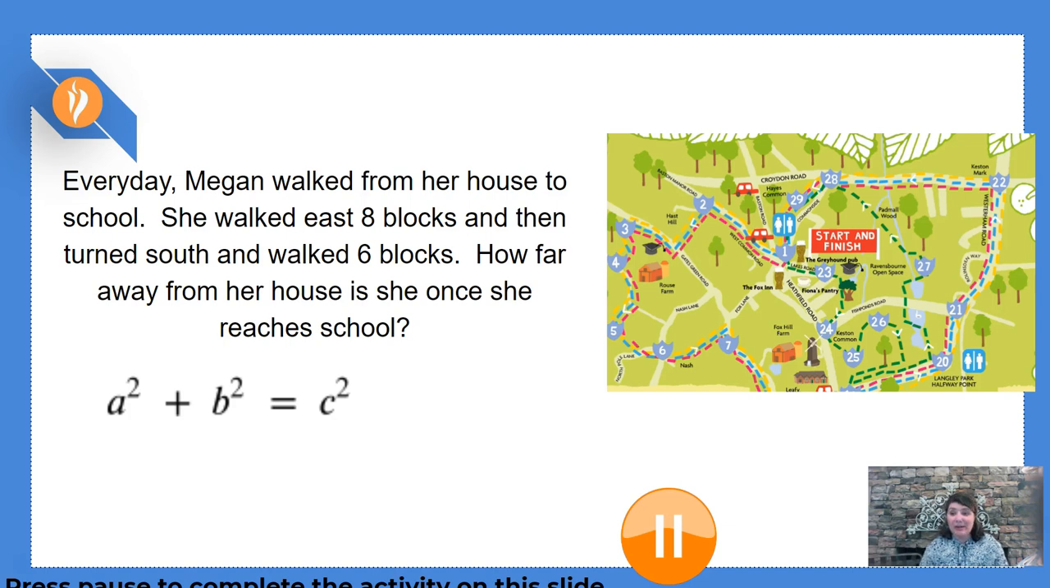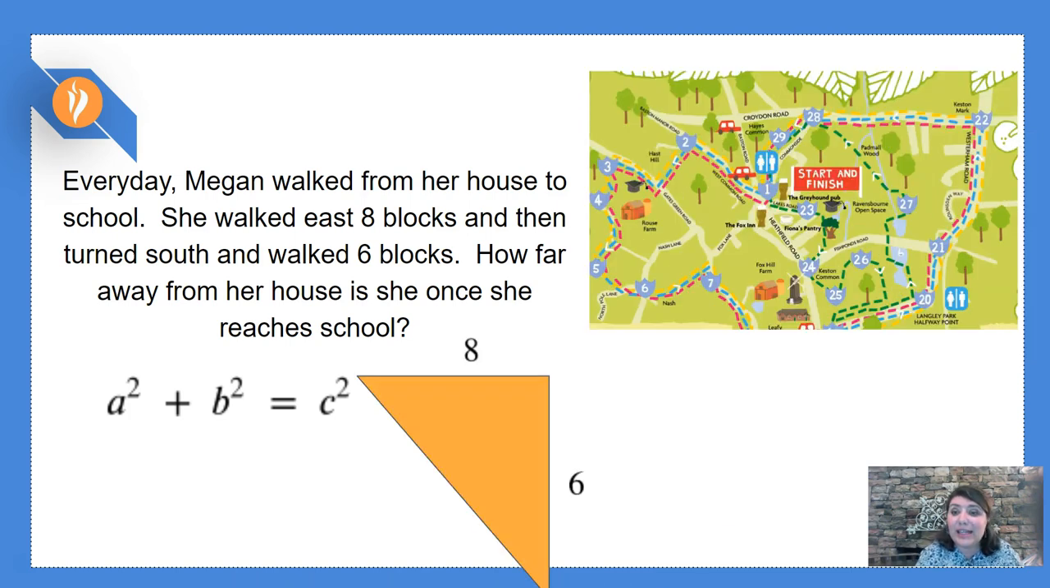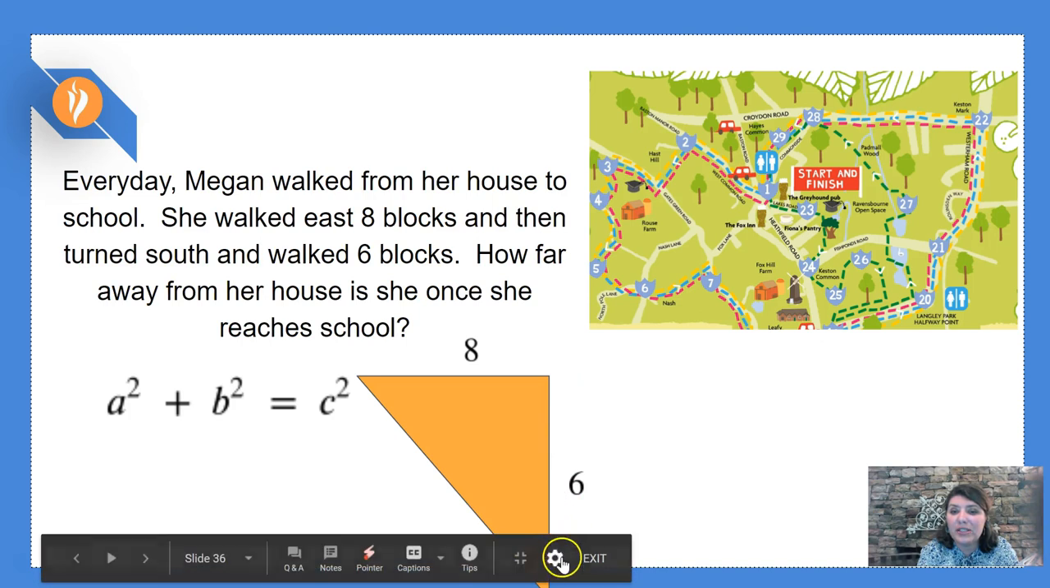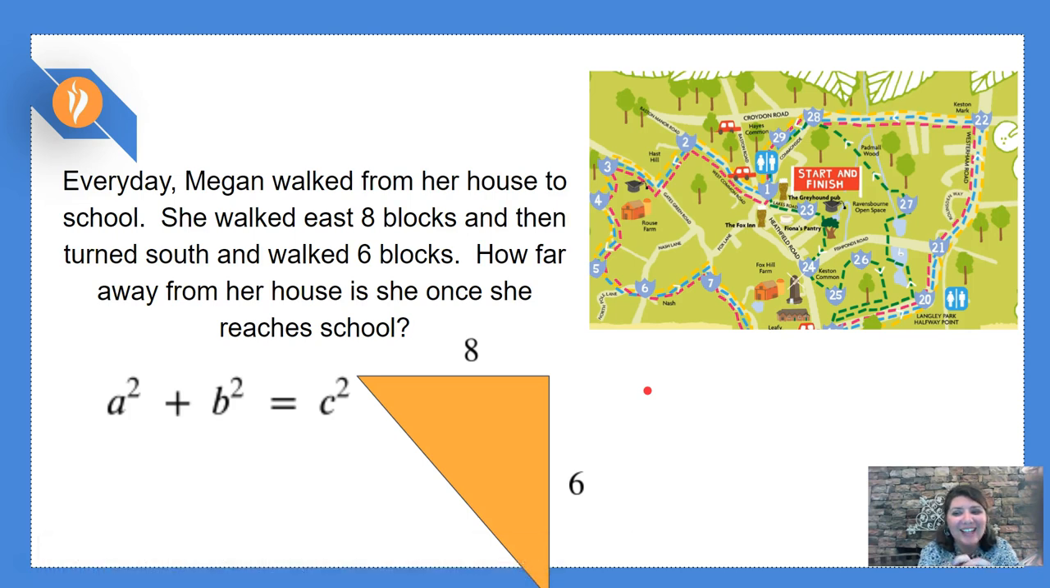Now remember, we talked about always drawing a diagram. So when I'm thinking about that in my mind, I'm going to draw what the words say. So if she walked east and then walked south, my triangle might look like this. So right here, if I start here and walk east 8 blocks and turn and go south 6 blocks, I want to figure out how far she started when she gets at school. So I'm finding that distance of the hypotenuse there. So I want you to pause me, work it out, and come right back.